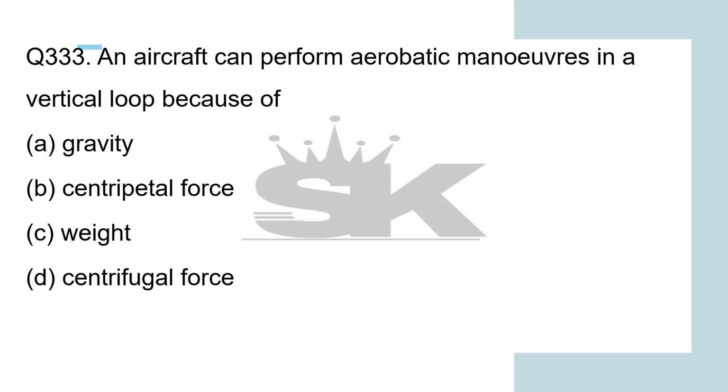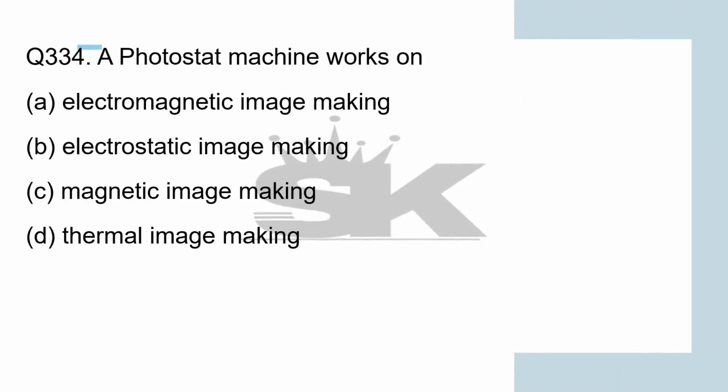An aircraft can perform aerobatic maneuvers in a vertical loop because of gravity. Okay, a key feature of super maneuver aircraft is a high thrust to weight ratio. Okay, a photostat machine works on electrostatic image making. Okay, that is option B.